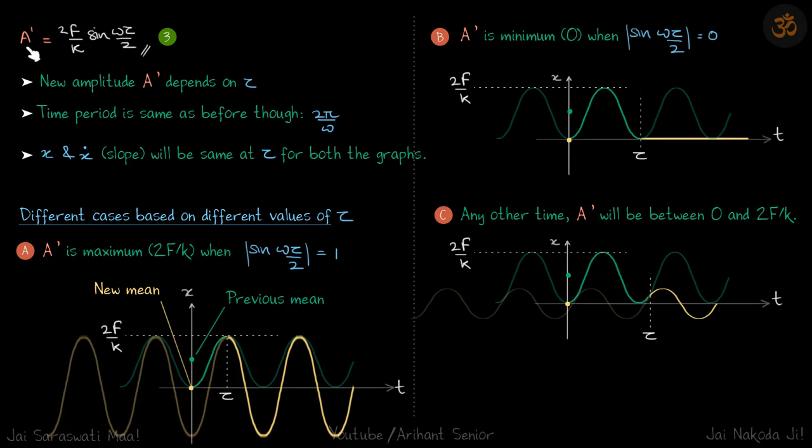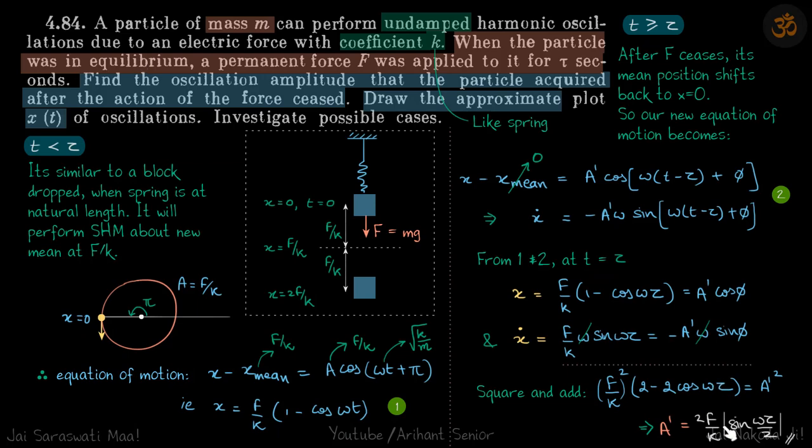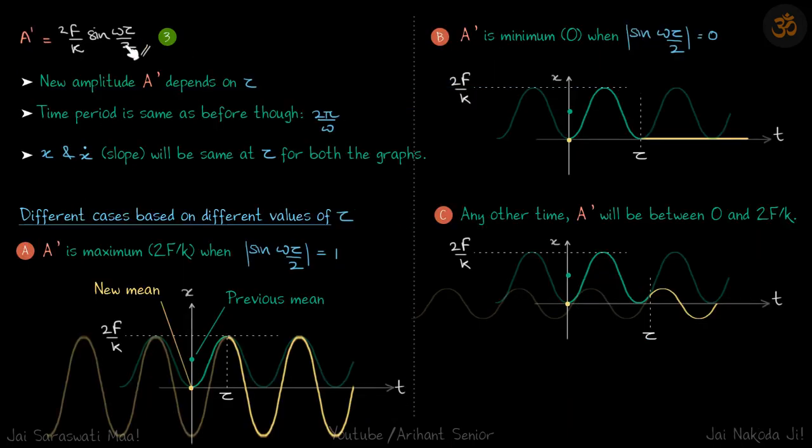Tau, however, changes the amplitude. We just saw that the new amplitude is 2F by k sine(omega tau by 2) here. And we can see that it depends on tau. The time period of SHM is, however, the same as before. So for green and yellow, both have the same time period, and you can see that both are having the same time periods. That time period is 2 pi by omega, where omega is root k by m, because a constant force does not change the time period.